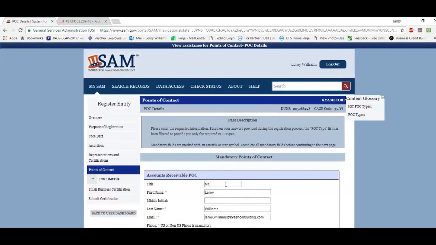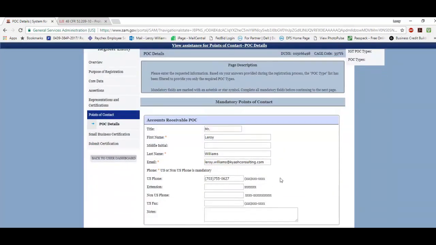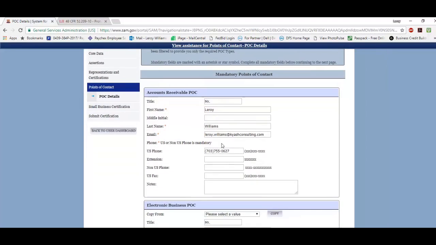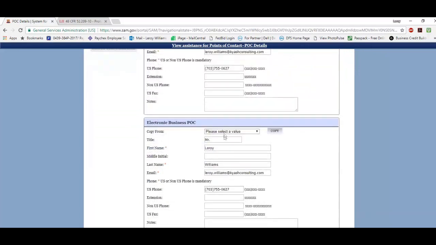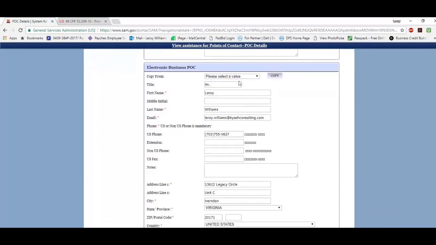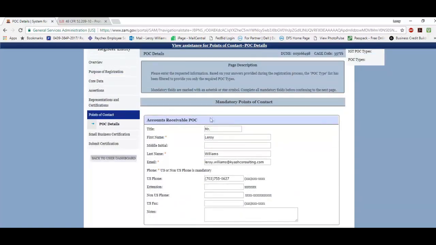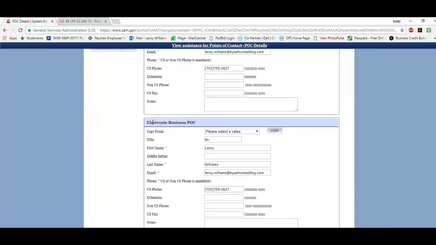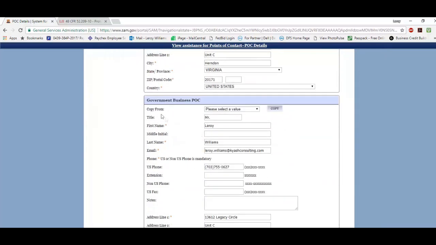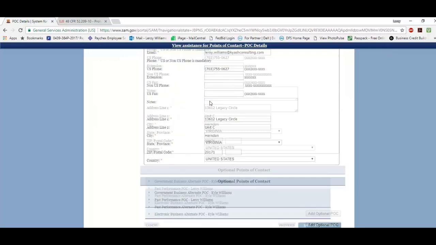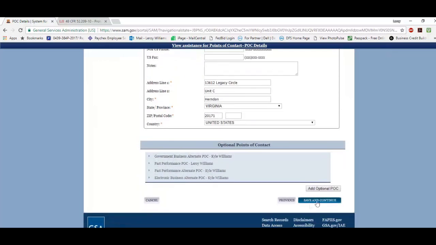Now we have our mandatory points of contact, and here's my name and my email address, phone number, same again. My name and email address under accounts receivable. I'm the accounts receivable point of contact. I'm the electronic business point of contact. I'm the government business point of contact. So I can hit save and continue.